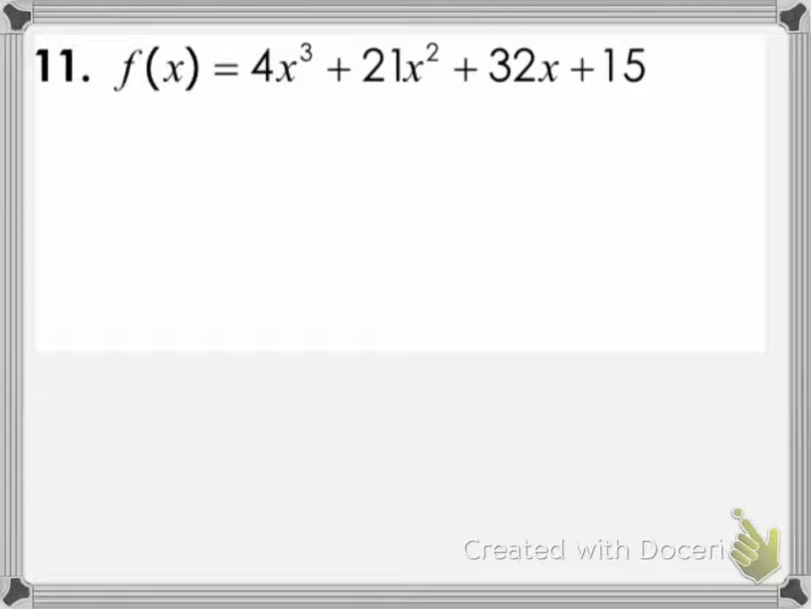Okay, let's do 11. So here's P, here's Q. Start that way. Because, look, can I pull an X out? No. Can I factor by grouping? 4 and 21 don't go in together.